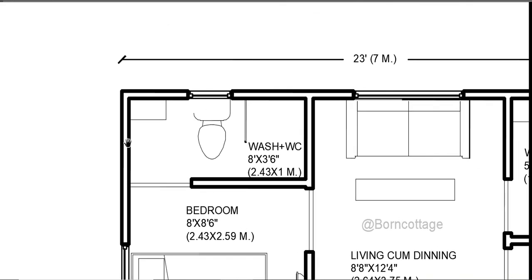The size of the washroom is 8 feet into 3 feet 6 inches, in meter 2.43 into 1 meter. And we have wash basin, water closet, and the shower area, and also ventilator for ventilation of this washroom. So this is the floor plan of the house you are watching on the screen.